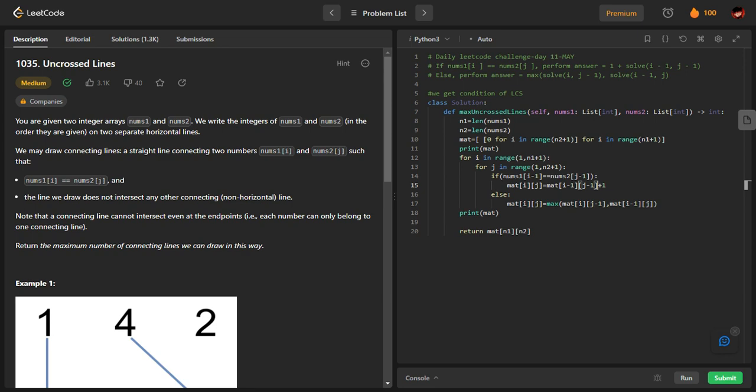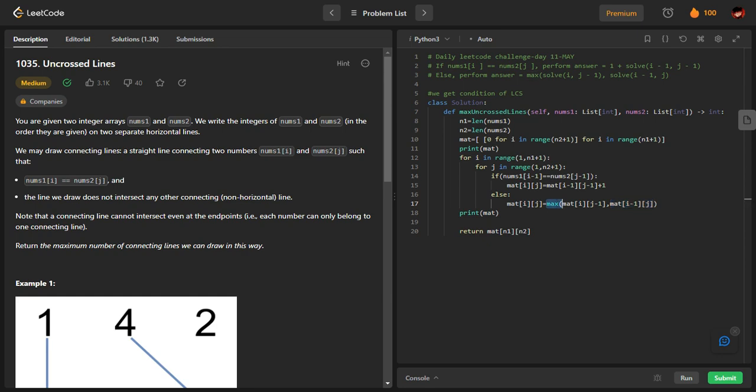If they're not equal, we know that we have to remove one element from either the first array, nums1, or the second array, which is nums2. So I'm taking both cases. This is the case where I removed the last element from the nums2 array, and this is the case where I have removed the last element from the nums1 array. And then I am matching.